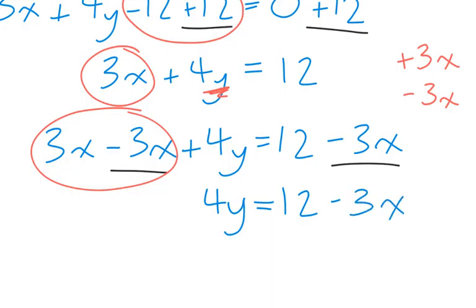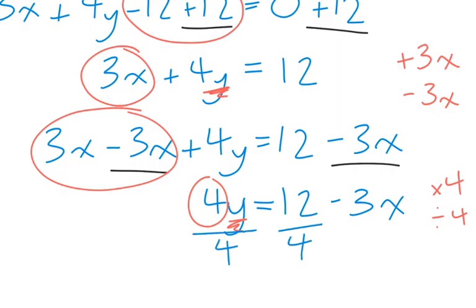Again, if you look at our y, it is stuck with this 4. Now, when you have a number beside a variable, the operation is multiplication. So we have multiply by 4. To get rid of it, we need to do the opposite. So we're going to divide by 4. We're going to divide both sides by 4. So I'm going to have 4y over 4, 12 over 4, and negative 3x over 4.